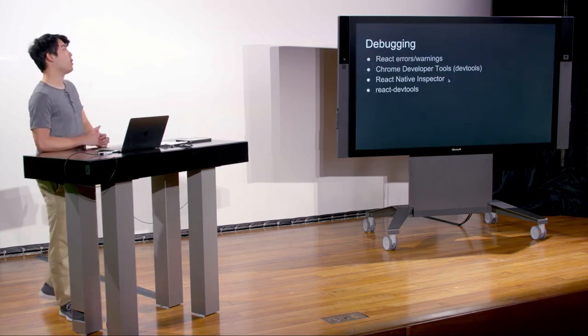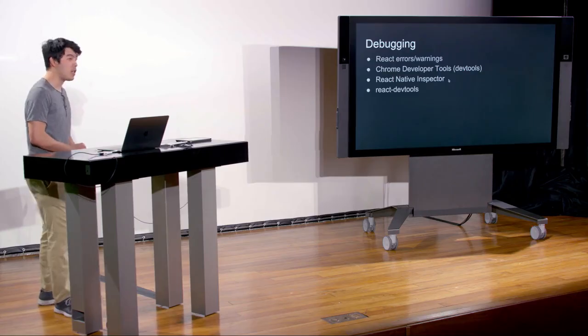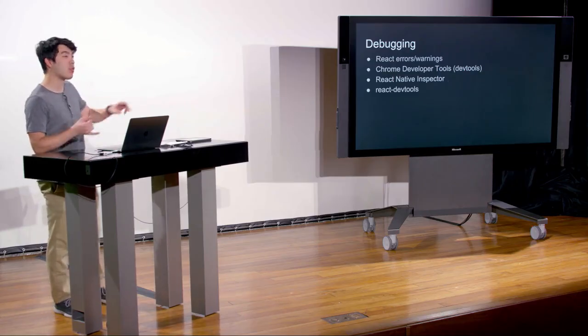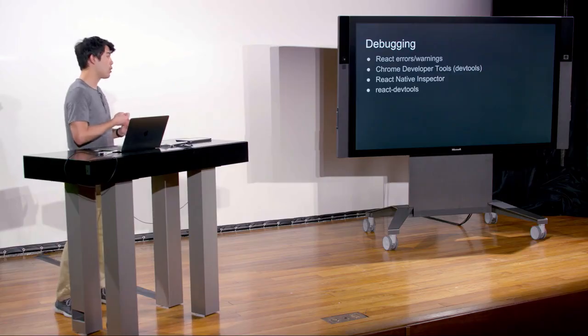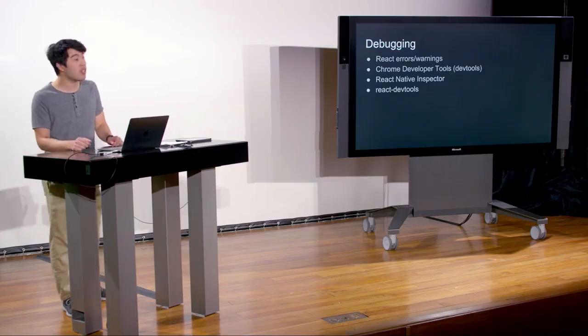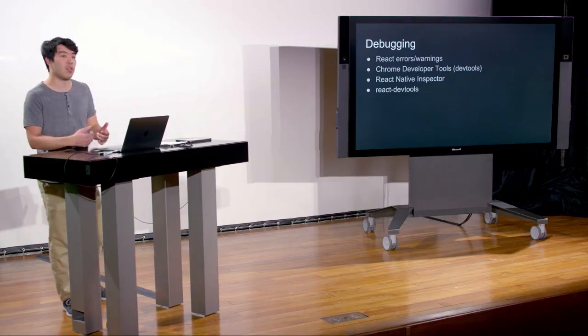So debugging. There are a few different ways to debug React and React Native. Those are the React errors and warnings, Chrome developer tools, or you may see some online documents referring to those as the dev tools, this thing called the React Native inspector, and this library called React Dev Tools. And I'm curious to know how you guys have been debugging thus far. Go ahead and post in Slack your various workflows for debugging.